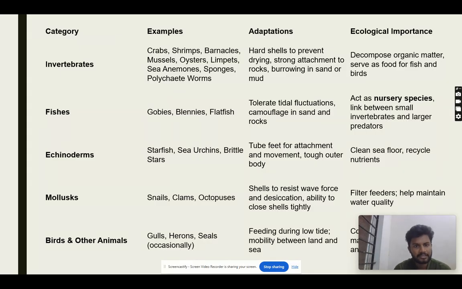Talking about the invertebrates, crabs are there, mussels are there, barnacles are there. Adaptations are hard shells to prevent drying, strong attachment to rocks, and burrowing in sand or mud. And the ecological importance is that decomposed organic matter serves as food for fish and birds and others. Then fishes are there, echinoderms are there, mollusks are there, birds and other animals. These are the particular fauna of the littoral zone. Adaptations and so on will be discussed next.